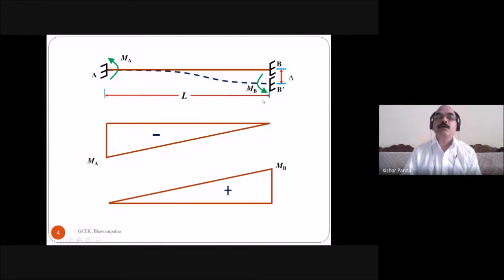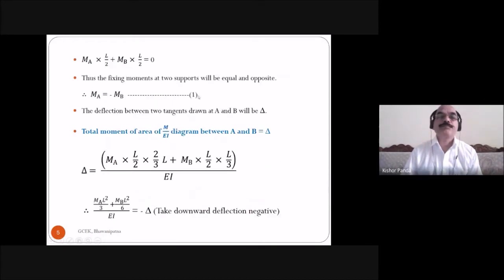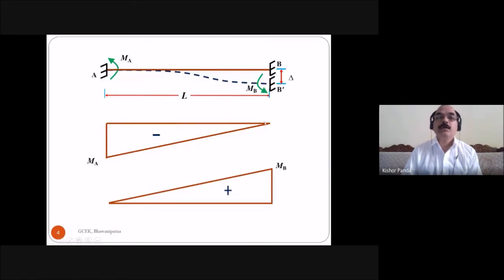From the moment area theorem, you know the total moment of area of the M by EI diagram between A and B is equal to delta. So you find delta by taking the moment of this area about this end, and the moment of this area about this end. What is the area of this one? Half into M into L. And what is the centroid distance from the end B? 2L by 3, because this is your L. So from this end the centroid distance is 2L by 3. So half MA into L into 2L by 3.